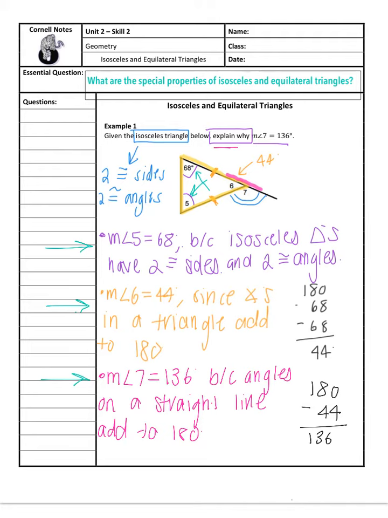So first big idea for today, isosceles triangles. They have two congruent sides and they also have two congruent angles. We're going to take a look at the example on the back here, which probably involves an equilateral triangle.